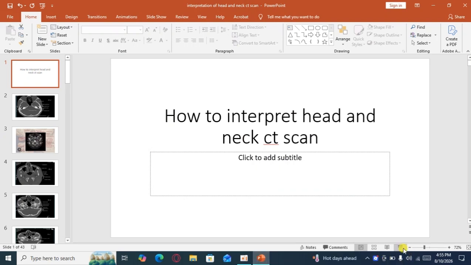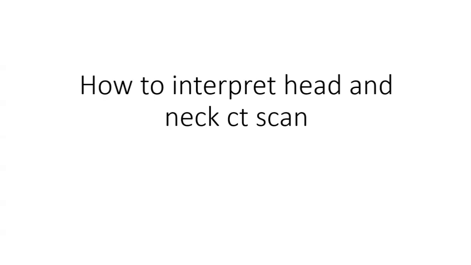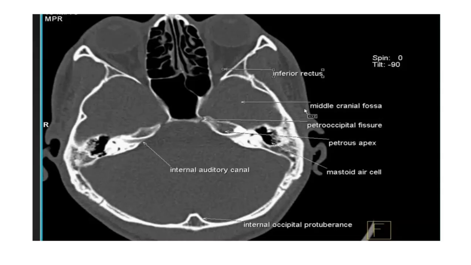Shaheen, and today I will tell you how to interpret CT scan in head and neck region. First, we have to know about the normal anatomical structures of the head and neck region. And this is the axial view of the CT scan, and this is at the level of the orbits.